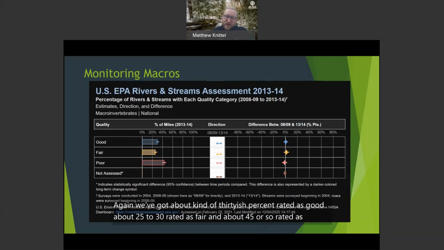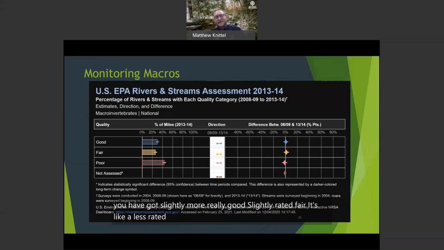The good news is you look at the change. It looks like I've got slightly more rated good, slightly more rated fair, and slightly less rated poor. Unfortunately, none of those are statistically significant, so there wasn't a scientifically significant change in those ratings. So that's not necessarily all bad news, right? While it would be nice to see things improving and having more good quality streams, at least we're also not slipping backwards. So the fact that we're still able to keep the same percentage rated as poor can be seen as good news.